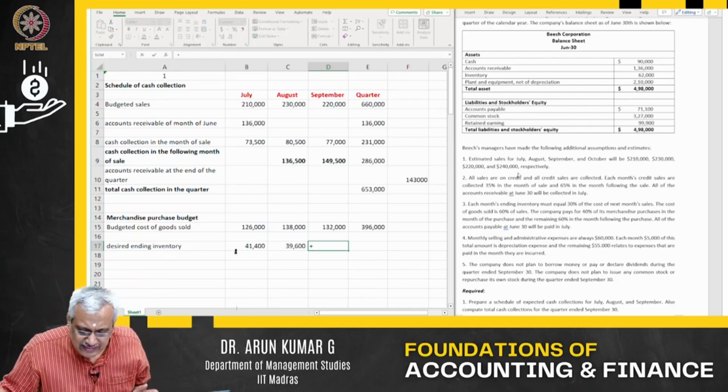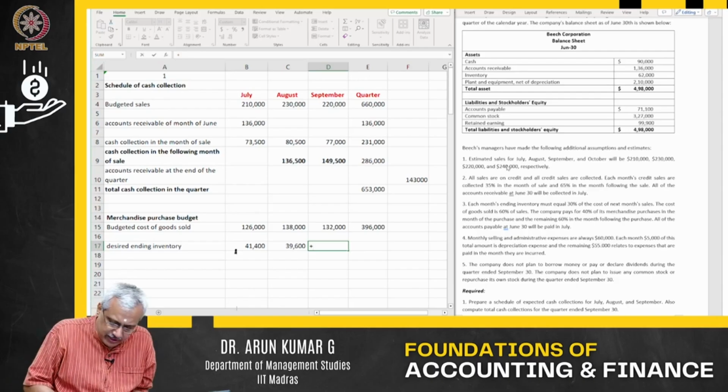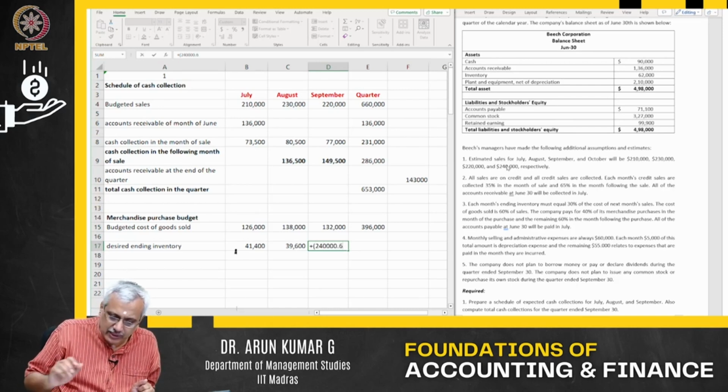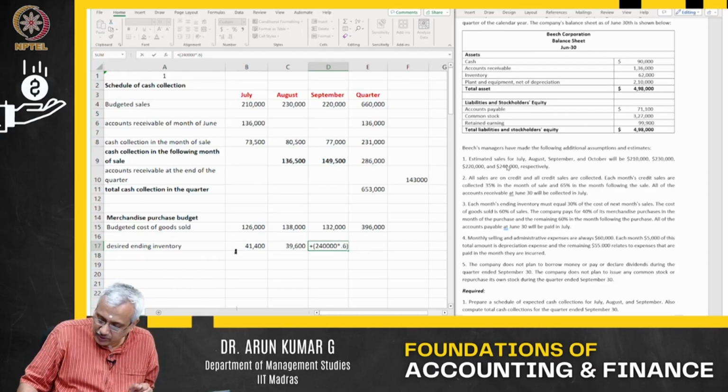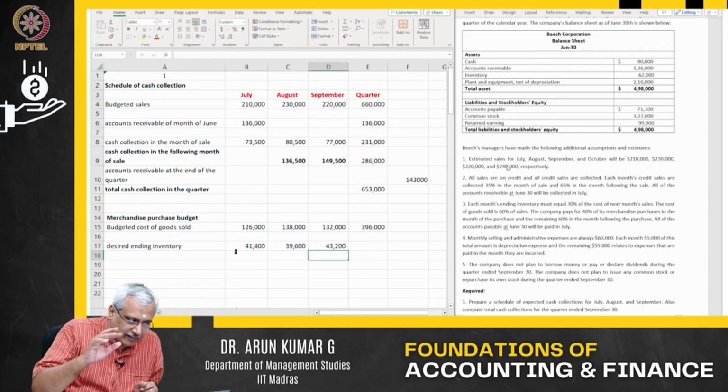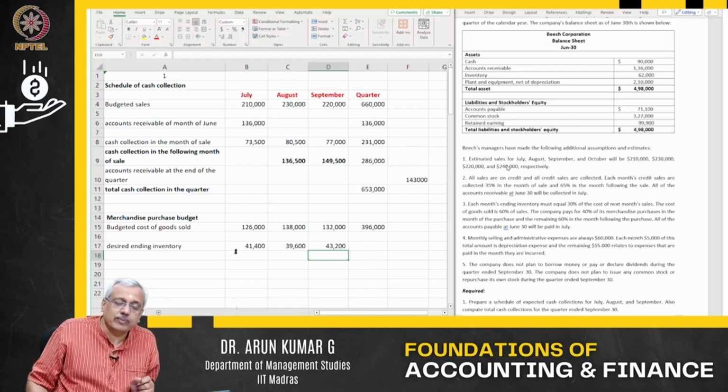They have given the sales data for the month of October, 2,40,000. Sales data for the month of October is 2,40,000. What is the cost of goods sold? 60% of it. Of that you got to have 30% out there. So I have my desired inventory for every month out there.